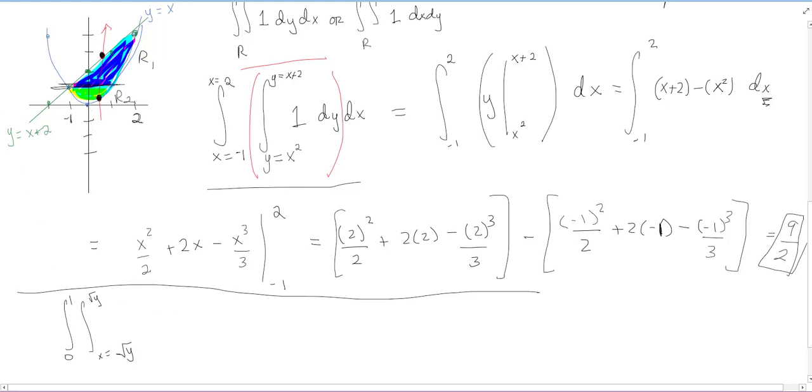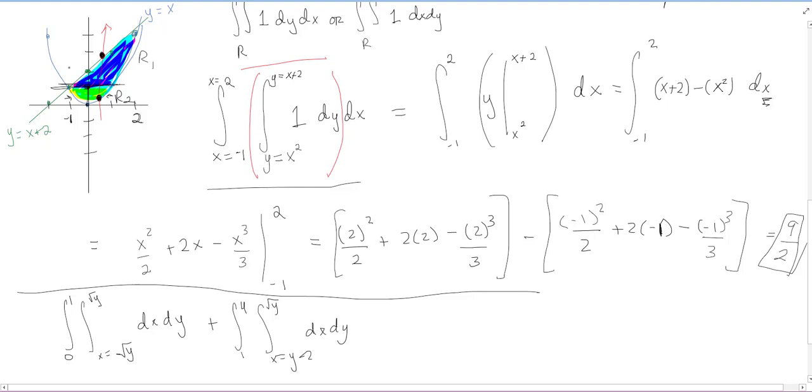So y goes from 0 to 1 here and here. x goes from the negative part of the parabola to the positive part. And then your integrand is still 1, dx dy. But then you would have to add the double integral of the second region, where x goes from y minus 2 to square root y, and y goes from 1 to 4, dx dy.